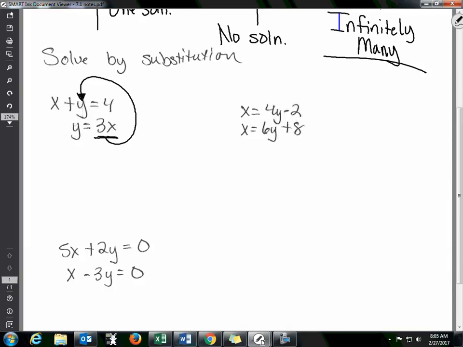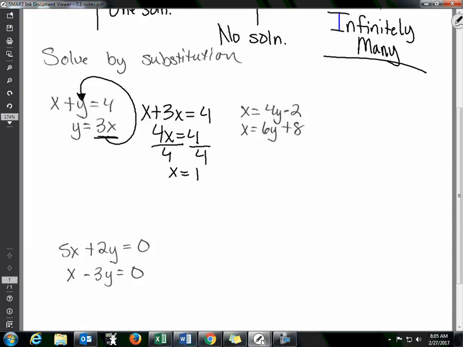But if I substitute 3x in, I get x plus 3x equals 4. Now I have common variables, both x's in that equation, so I can add those. 1x plus 3x is 4x equals 4. If I do some simple algebra, I get x equals 1.